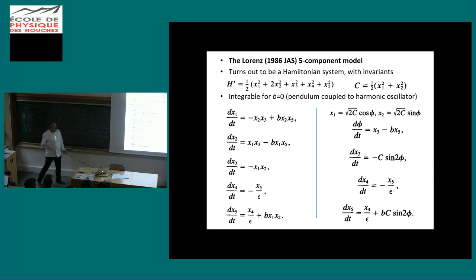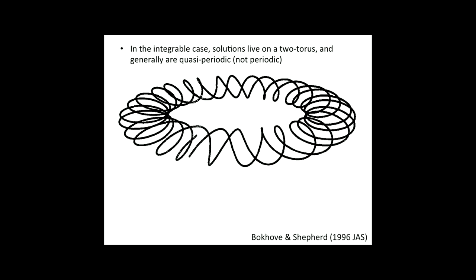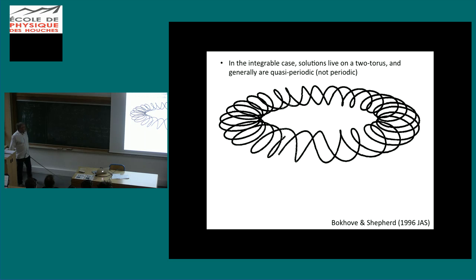So it's a pendulum coupled to a harmonic oscillator, which in the case of b equals 0 is integrable, meaning exactly solvable. You can write a closed form solution. You just get the pendulum here and you get the gravity wave here. So that means we saw a torus. That means that the solution lives on a 2-torus, and you can think of the fast dynamics going around this way.